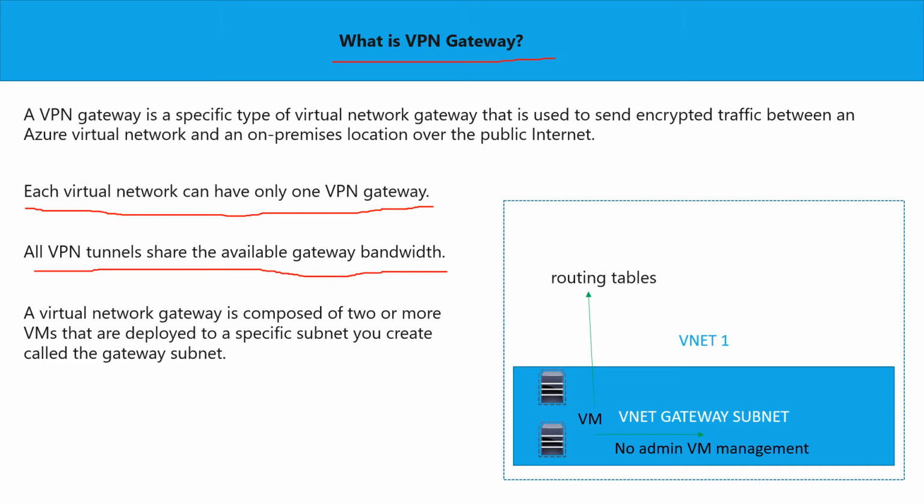A virtual network gateway is composed of two or more VMs that are deployed to a specific subnet that you create, called the gateway subnet. So you can see whenever you provision the gateway, it is automatically going to provision two VMs. One thing we need to understand: whenever we provision any resource in Azure, it is going to be some sort of VM, and you are going to run some specific application on top of that. These gateway subnets can have a routing table. Since these are deployed automatically, you're not going to have any admin activity to perform. It is all automated.